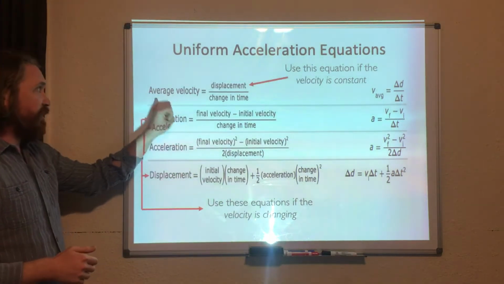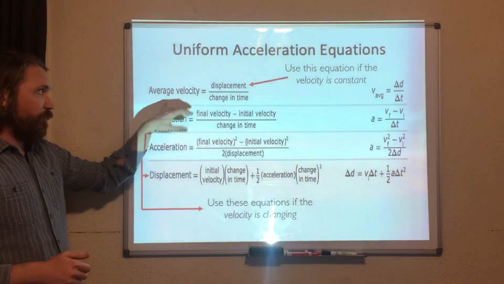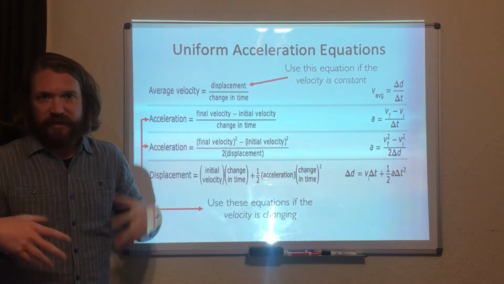So last class, we talked about our velocity equation. It's called average velocity. I just write a V because it's faster.